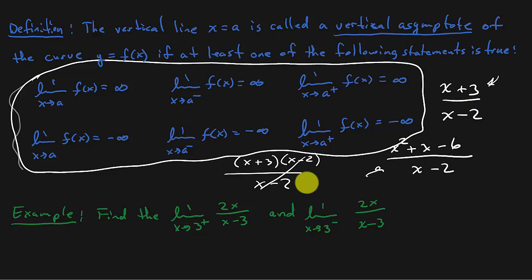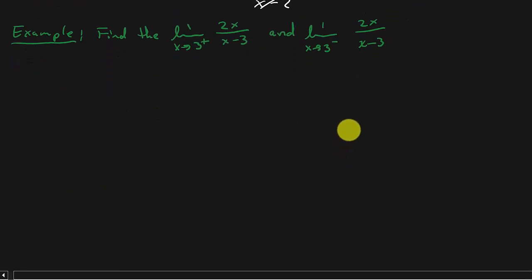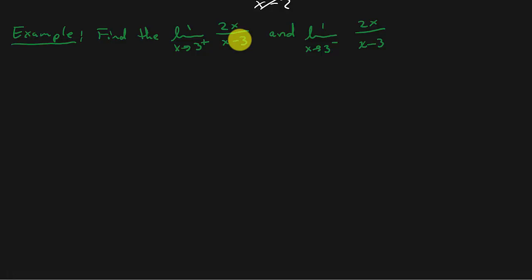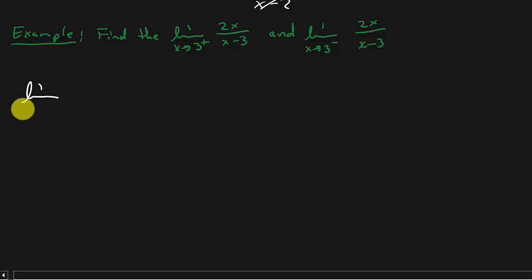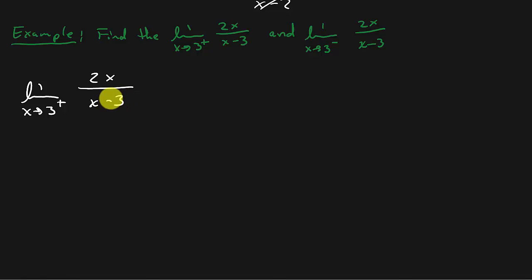Okay, so let's come up here, and before we start looking for vertical asymptotes, let's just see how to find the limit. So let's do this first one: the limit as x goes to 3 from the right of 2x over x minus 3. Now, I know this whole section so far we've talked about doing the tables and everything. Forget about the tables. Let's just look at this.